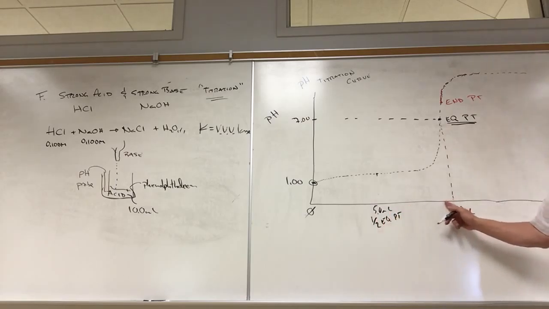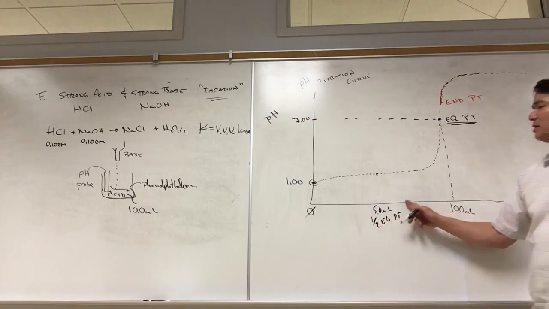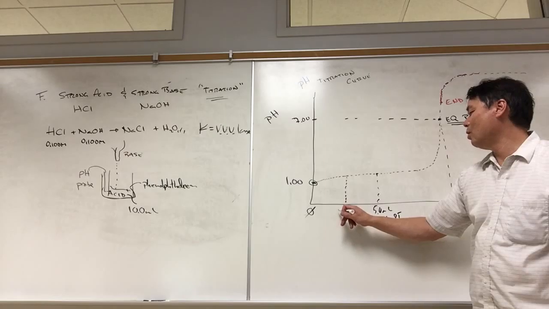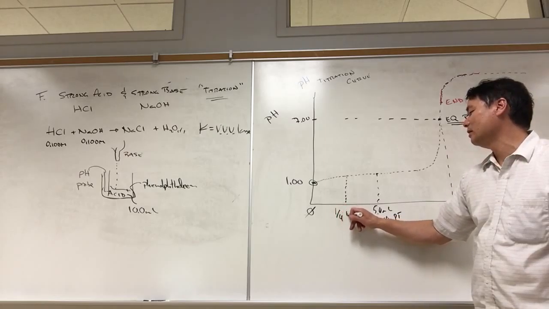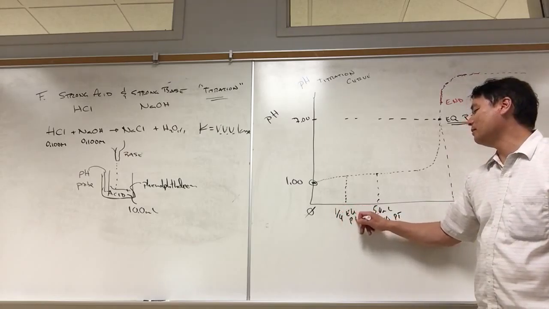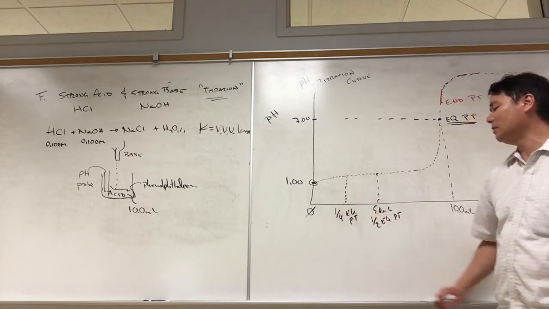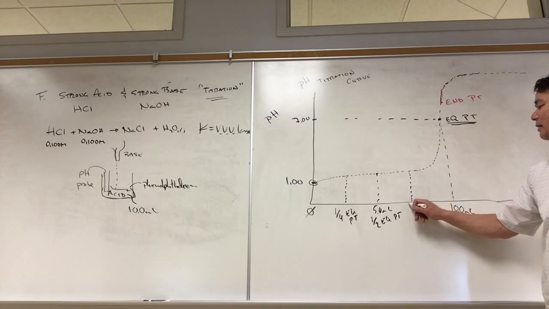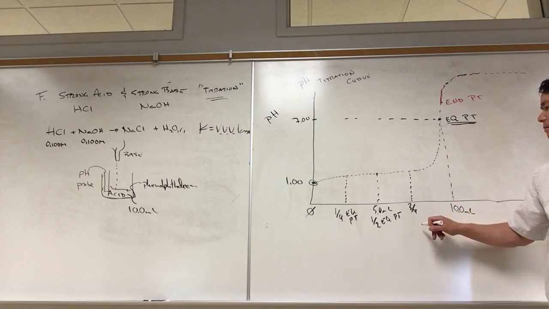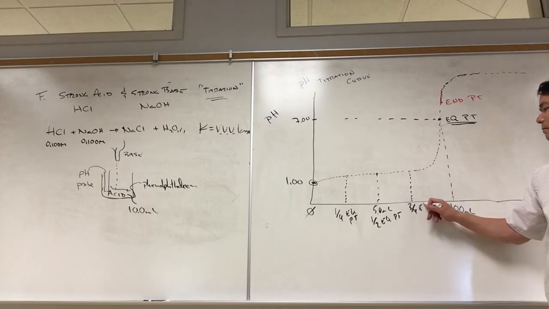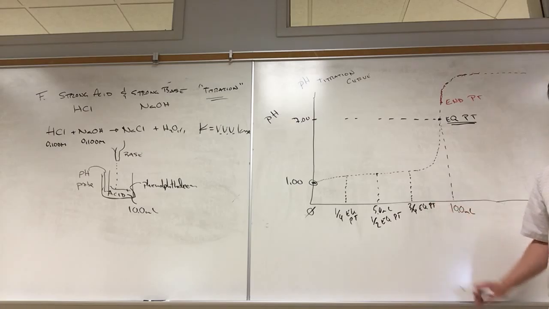And so we could subdivide this into different points. This would be the 1/4 equivalence point. The 1/4 equivalence point would come in at how many milliliters? 2.5. The 3/4 would come in at 7.5, etc.